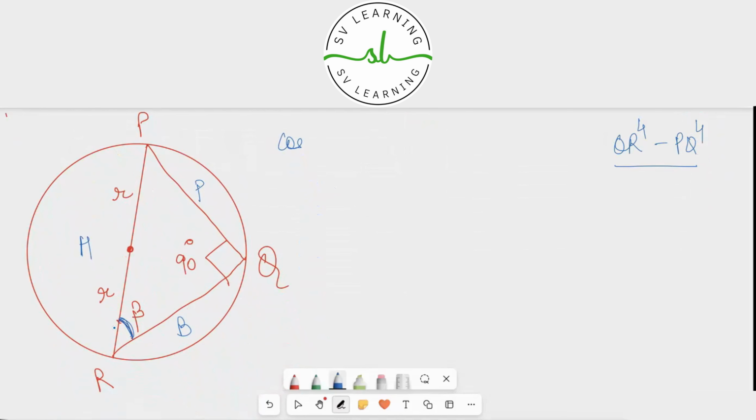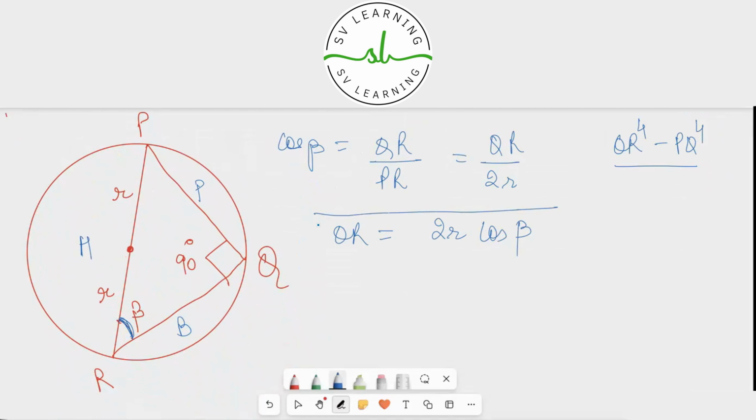So for that, let's say if I apply cos beta here, what will I get? I will get QR by PR, base by hypotenuse. And PR is 2R here, R plus R. So can I say that QR is equal to 2R cos beta? So I have identified the length of QR here.